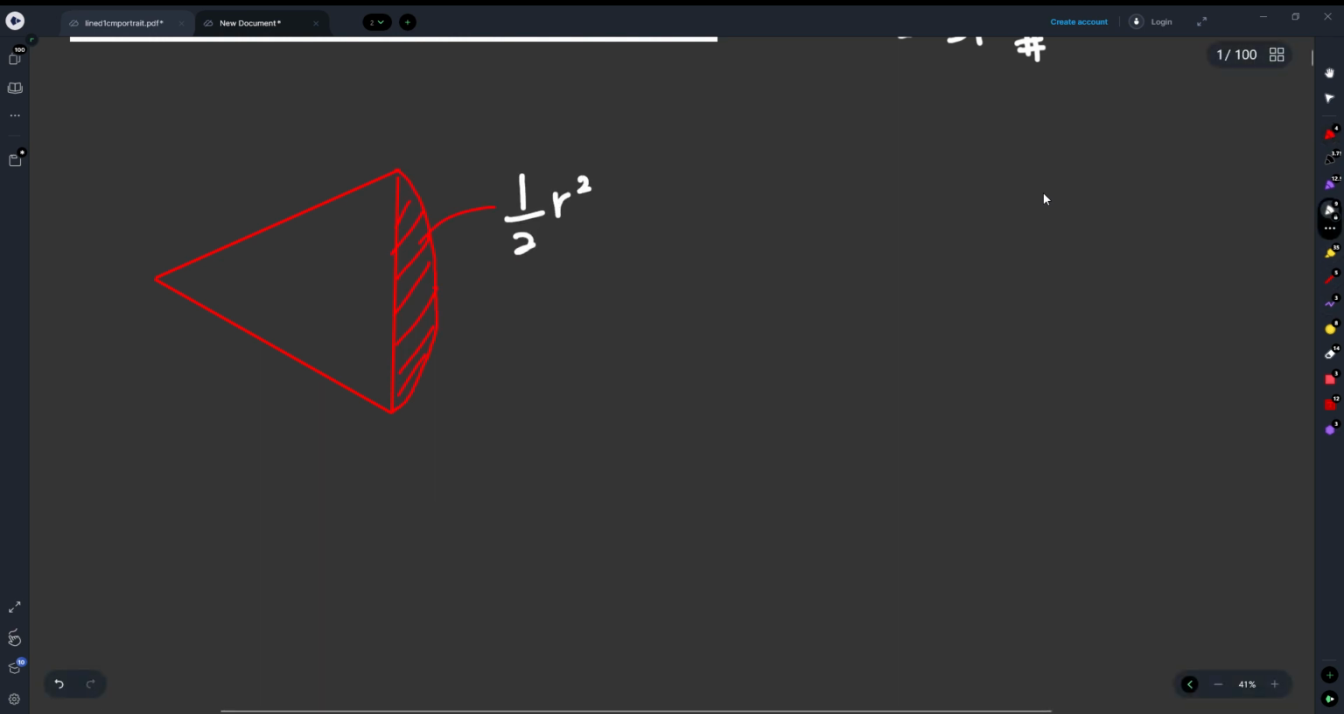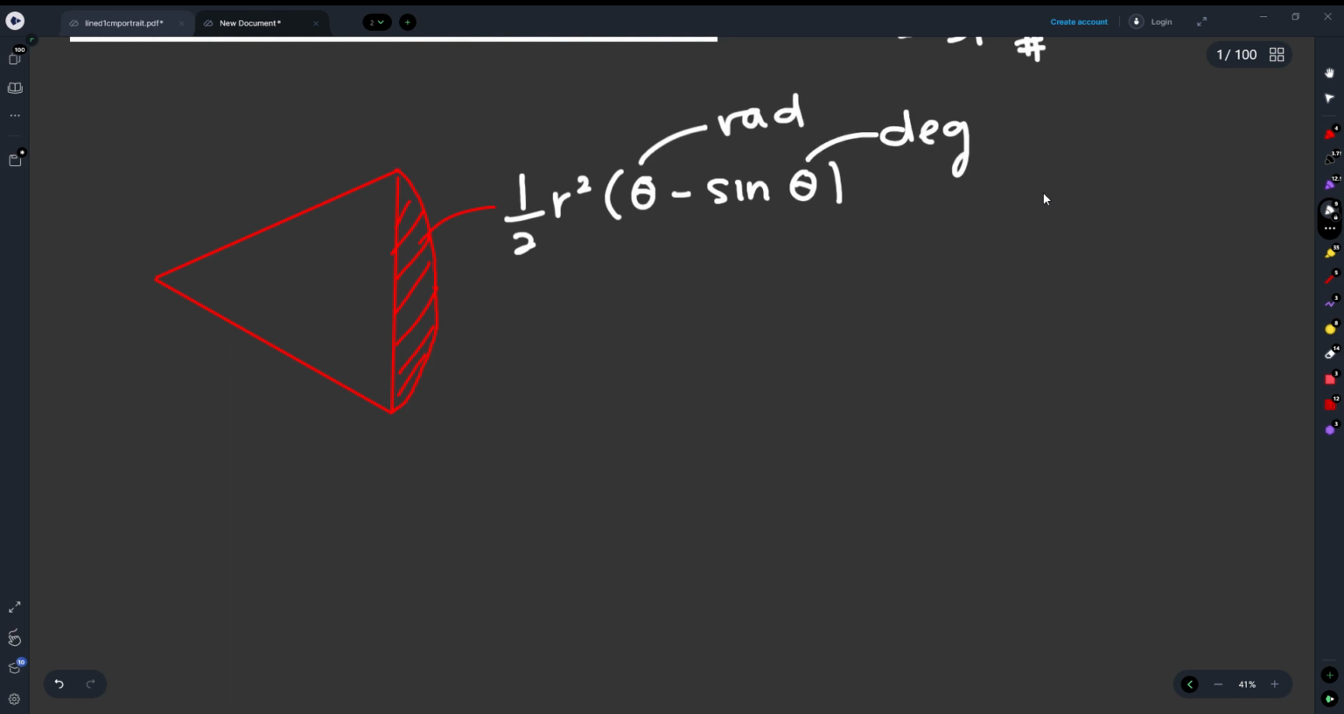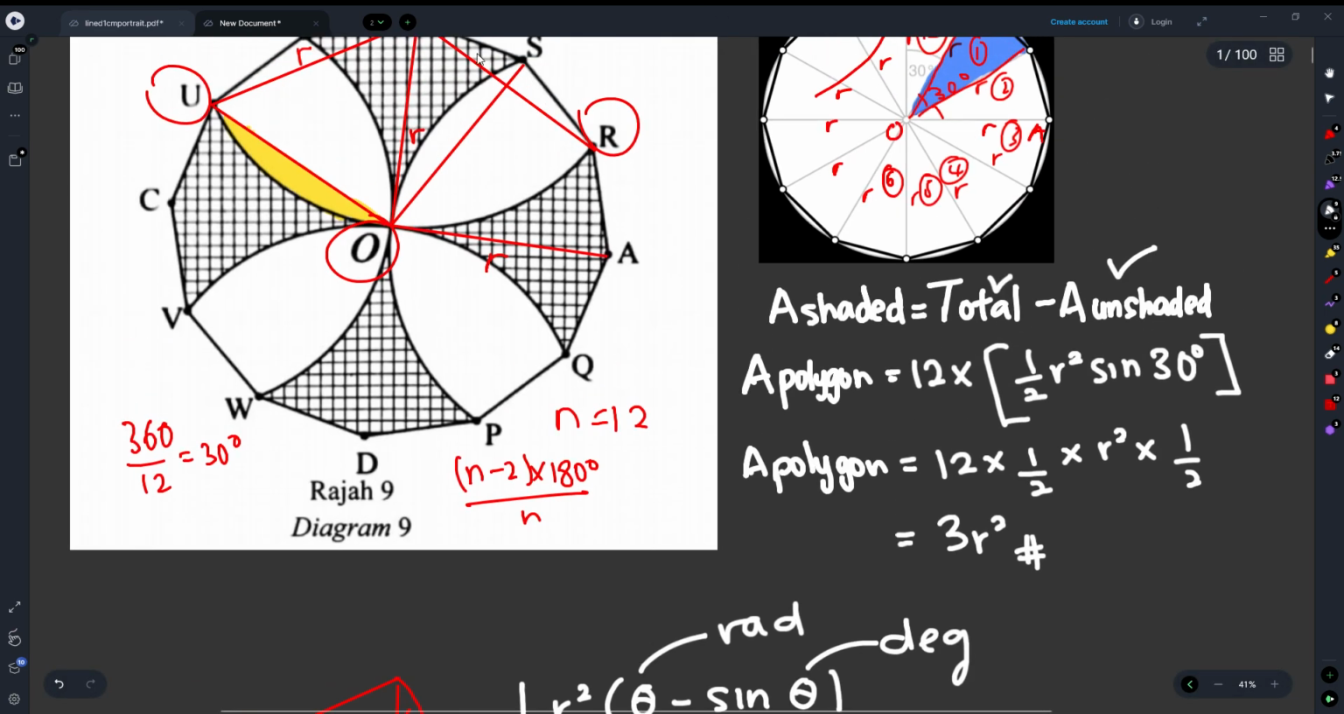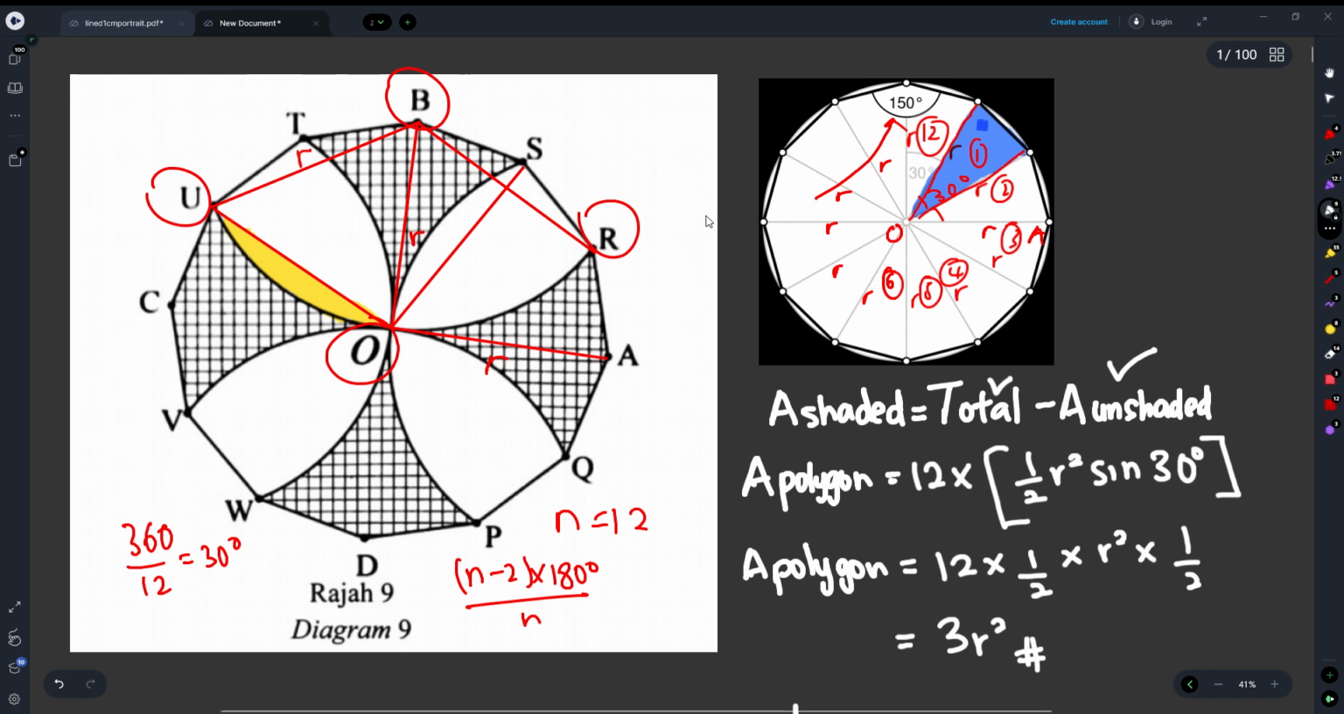The formula is 1 over 2 r square (theta minus sine theta), where the first theta must be in radians and the one inside sine must be in degrees. The theta is the angle in the middle here. This one you really need to understand. So in order to find the area of the yellow segment, I need to know the angle here, which is theta.